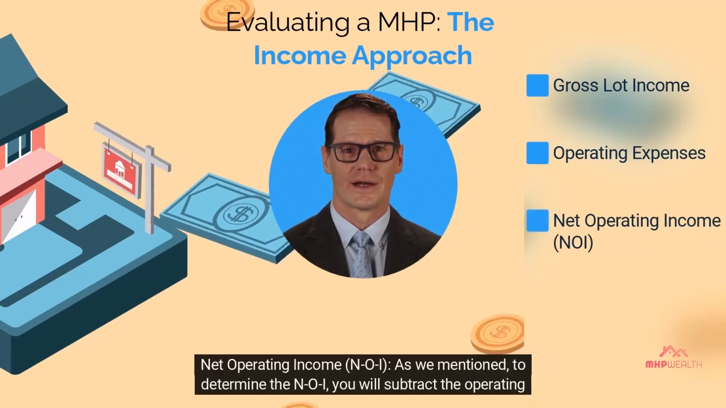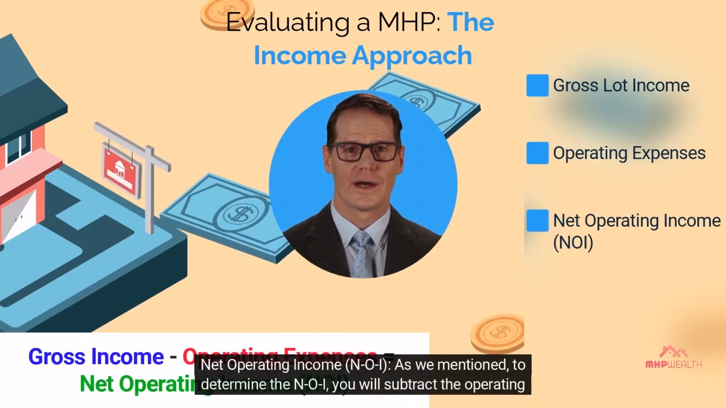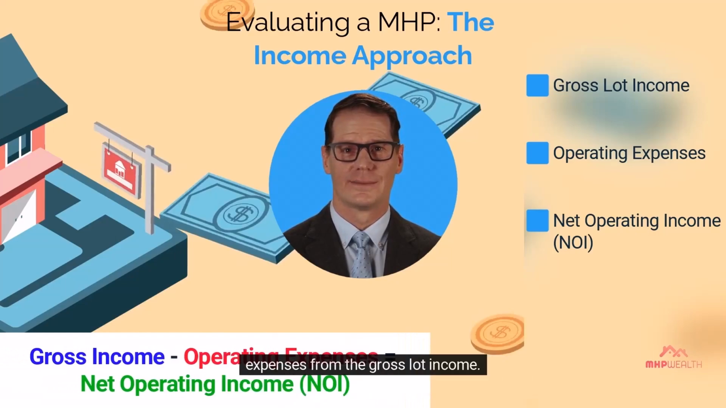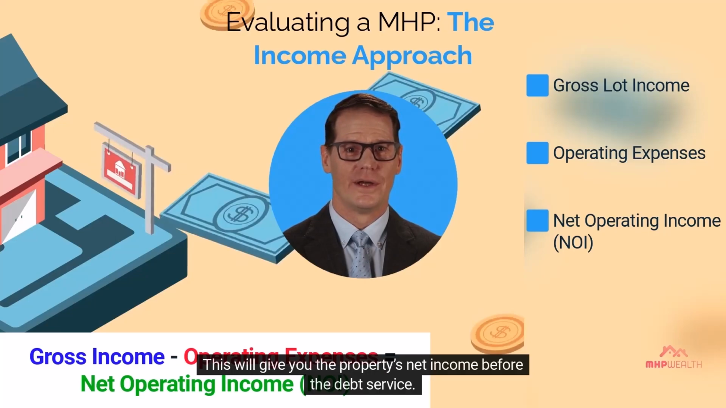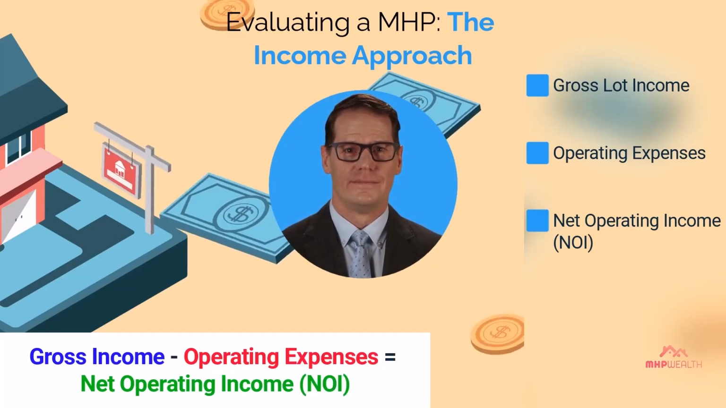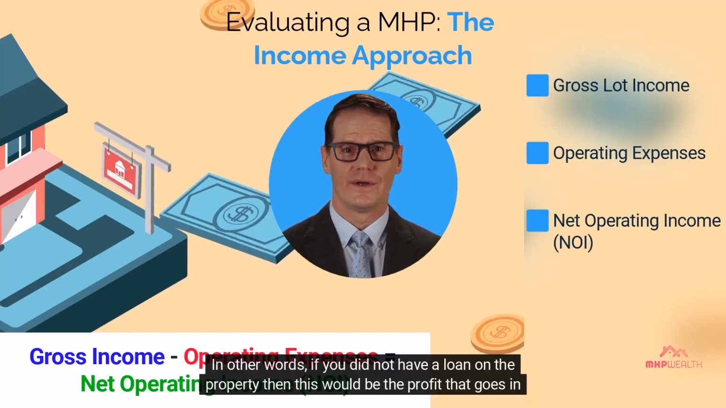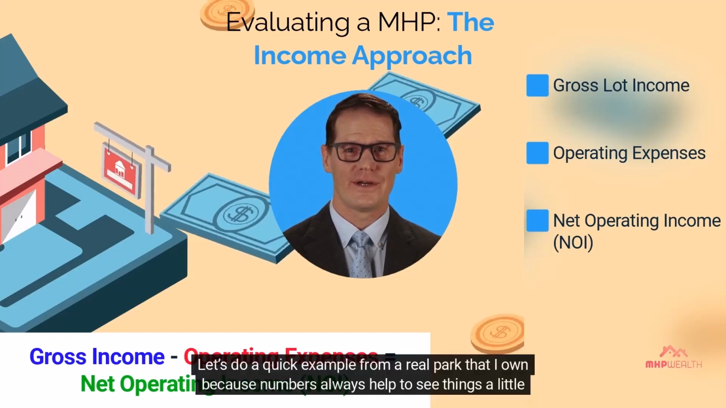Net operating income, NOI. As we mentioned, to determine the NOI, you will subtract the operating expenses from the gross lot income. This will give you the property's net income before the debt service. In other words, if you did not have a loan on the property, then this would be the profit that goes in your pocket. Let's do a quick example from a real park that I own because numbers always help to see things a little clearer.